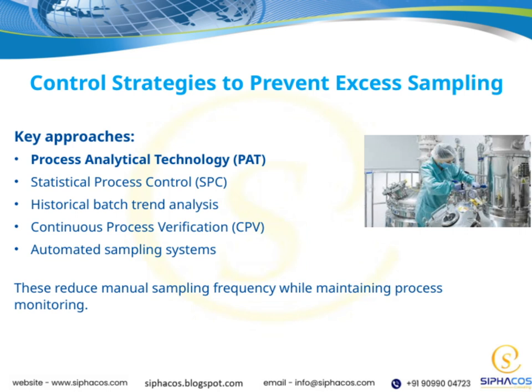Continuous Process Verification, or CPV, is another essential strategy. It involves ongoing validation of our process performance, ensuring everything remains within specified limits throughout production. Lastly, automated sampling systems play a vital role. They reduce the need for manual sampling, which not only saves time, but also minimizes human error. All of these strategies work together to reduce the frequency of manual sampling, but at the same time, they keep our process under close watch. This integration is critical to maintaining high quality while improving efficiency across our operations.